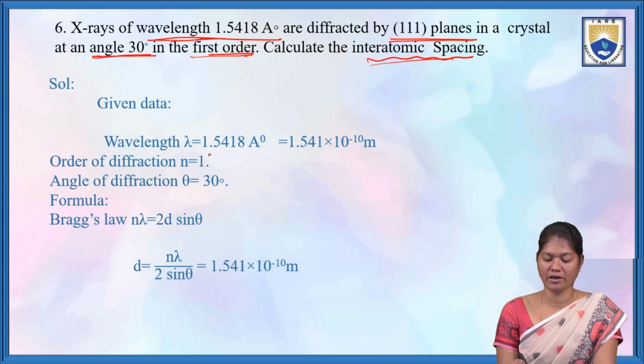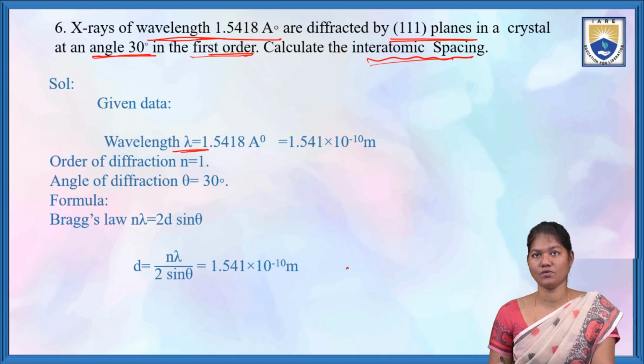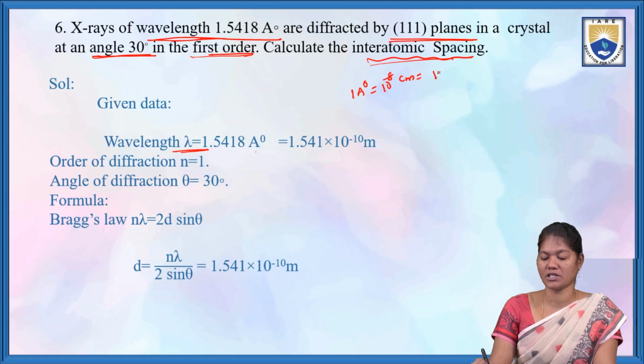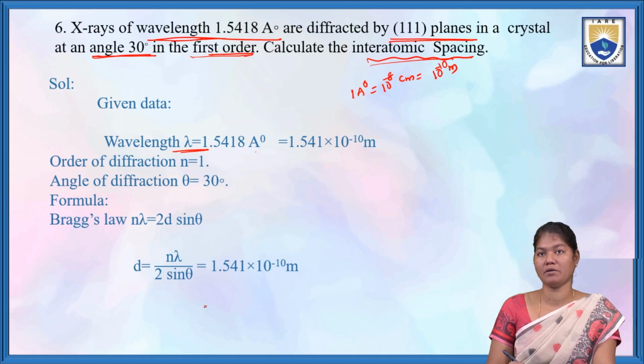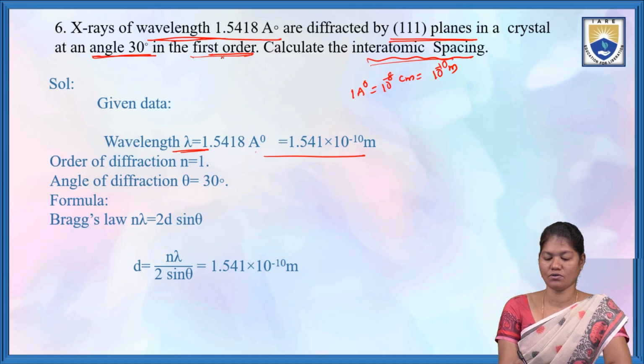So the wavelength of X-ray lambda is equal to 1.5418 angstroms. 1 angstrom is equal to 10 power minus 8 centimeters, which is equal to 10 power minus 10 meters. So it is equal to 1.541 into 10 power minus 10 meters. The order of diffraction is n is equal to 1. The angle of diffraction is 30 degrees.